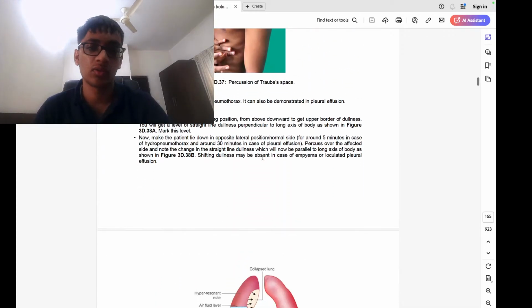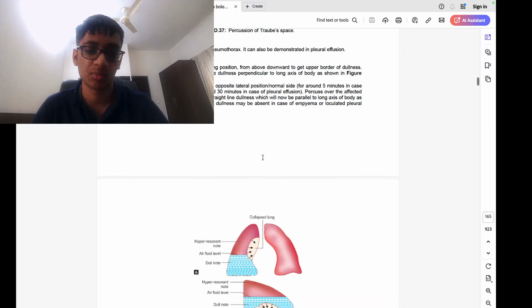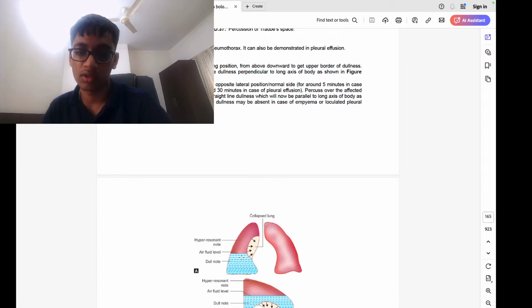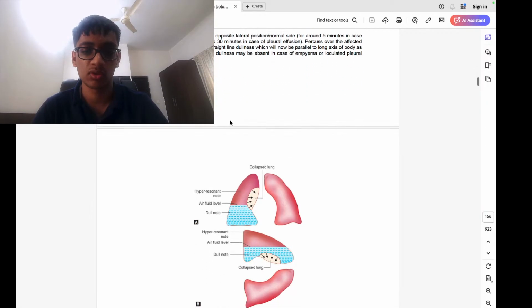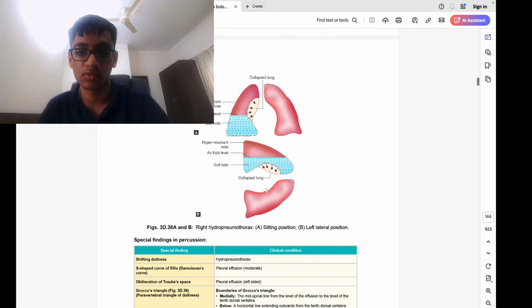Then shifting dullness. It is classically described in pneumothorax. It can be demonstrated in pleural effusion. So percuss the anterior chest in the sitting position, from above downwards, to get the dull note, the air fluid level. Then make the patient lie in the opposite position, perpendicular to the long axis of the body as shown.